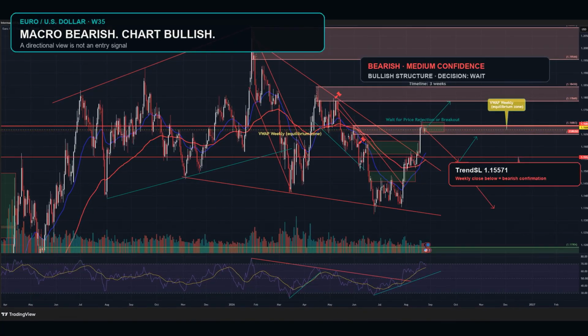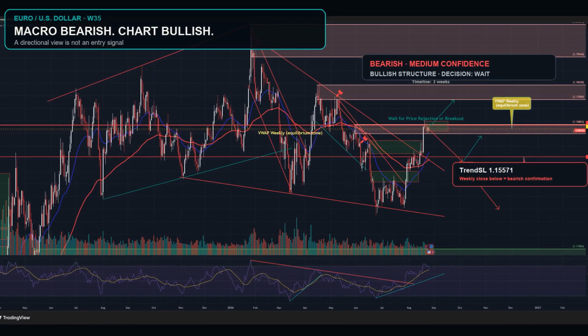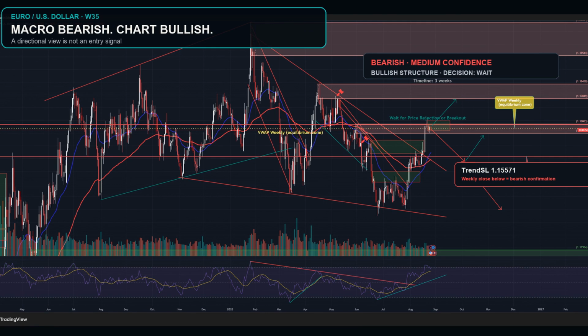Dr. Trader is back. Euro-US dollar is presenting a clean analytical contradiction this week. The macro argument favors a stronger dollar, but price structure has not confirmed a bearish trend.